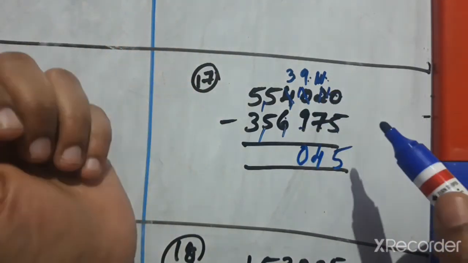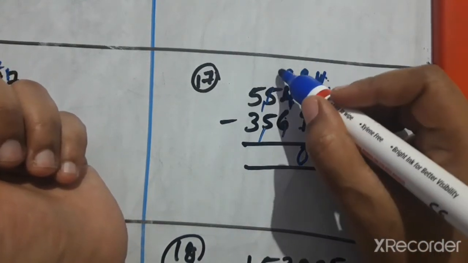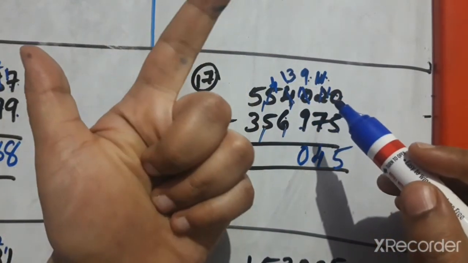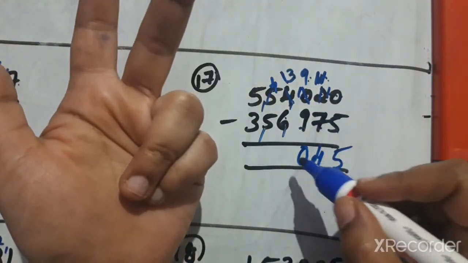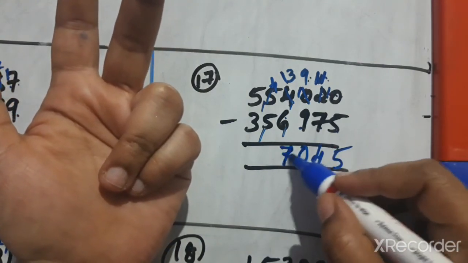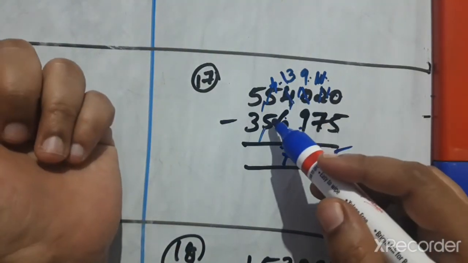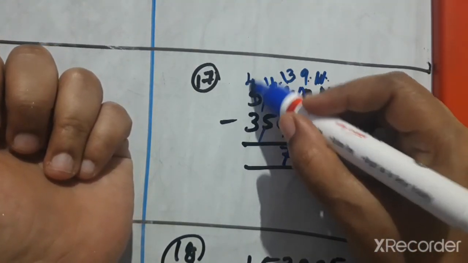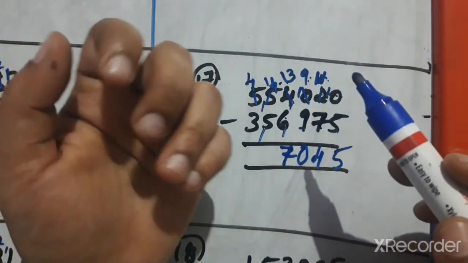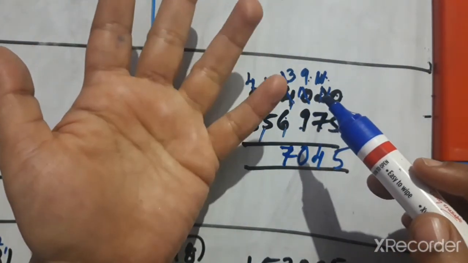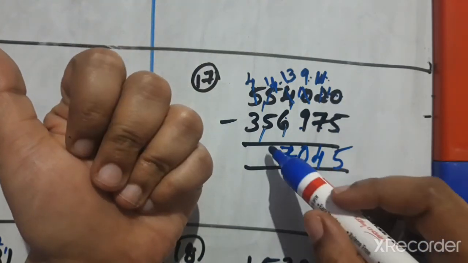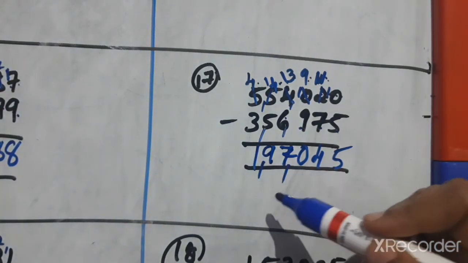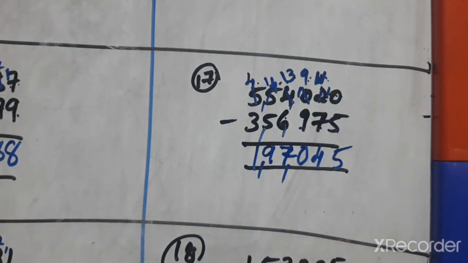3 minus 6 we can't subtract and borrow 1 from 5. So it becomes 13 here, and 5 will become 4. 13 minus 6 means 7, 8, 9, 10, 11, 12, 13. How much? 7. Now 4 minus 5, again we can't subtract and borrow 1 from here. So here it will become 14, and this is 4 now. Now 14 minus 5 means 6, 7, 8, 9, 10, 11, 12, 13, 14. How much? 9. And 4 minus 3 is 1. 1,97,045.